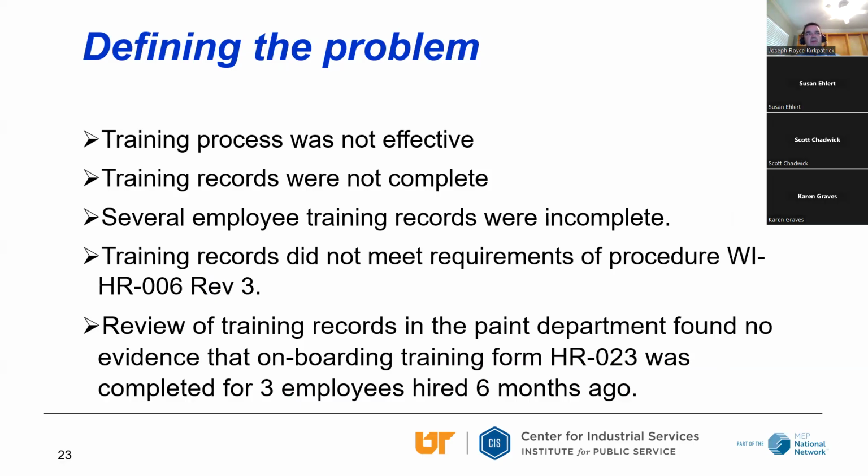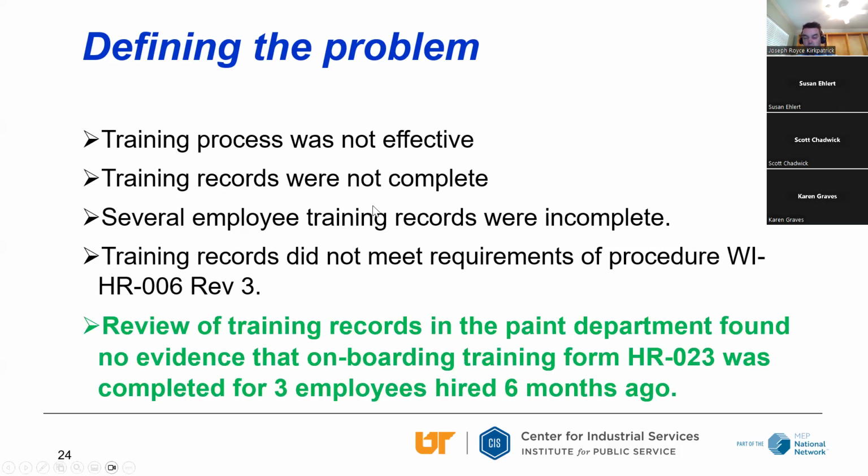If we don't define it appropriately, here's another example, the training process. Training process not effective. Training records were not complete. Several employees' training records were incomplete. Training records didn't meet our procedure. And the review of training records in the paint department found no evidence onboard training from form HR 23 was completed on 3 new hires. The last one is the most appropriate. It gives us more information. It's clear, it's concise. It tells us what department it was in, that we had 3 employees hired. That's the clearest, most concise definition of this training issue that we're having.